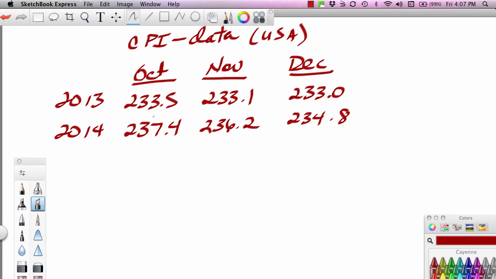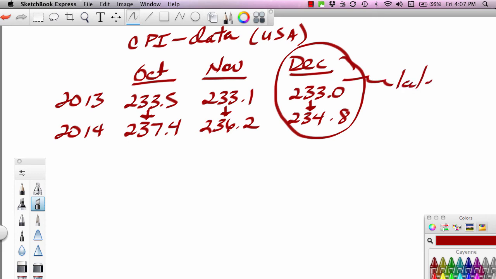Now, what's interesting here is if we look October to October, we effectively have the latest inflation rates. For instance, here, at the time of this writing, this is the latest possible inflation calculation, because we can go December to December. The last monthly number is 234.8. So we can actually go 234.8 back a year to 233 and see what prices did in the last year. And that's a fairly easy calculation.